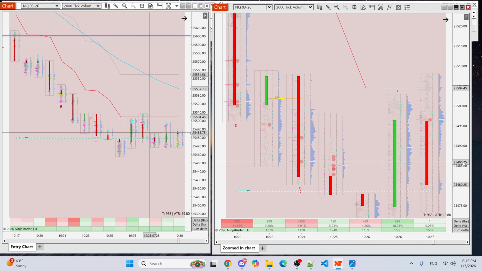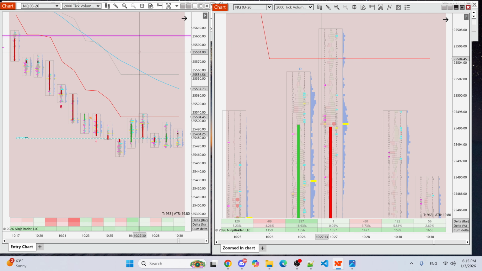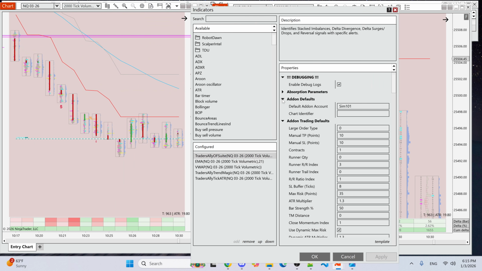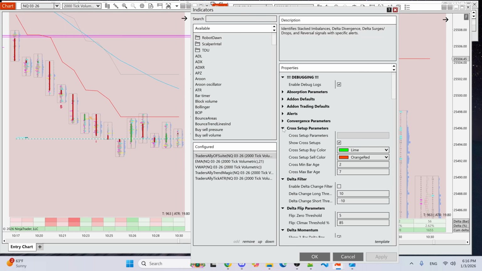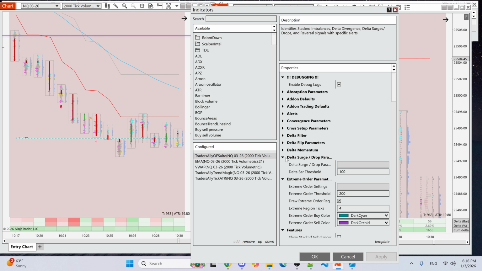And if we look at our zoomed in chart, we don't see buy side imbalance here. 3.8, that's not imbalance. That's not imbalance. That's not imbalance. And imbalances are specified in the settings. Let's find that out.